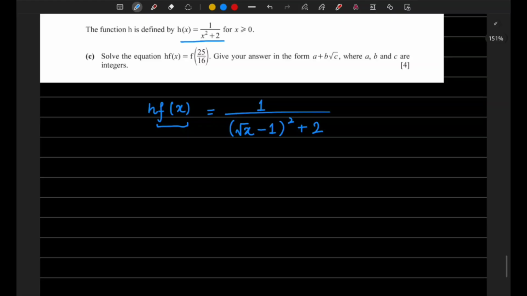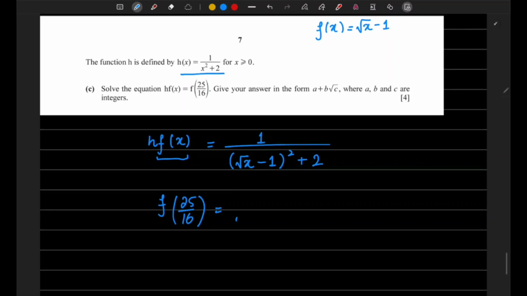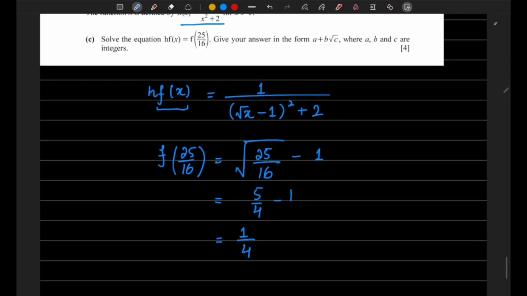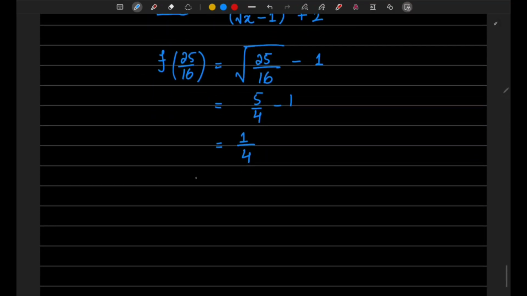This is equal to f of 25 over 16. So let's find that out. F of 25 over 16. So in place of x we need 25 over 16. So what is f of x? It is root of x minus 1. So what is root of 25 over 16? We'll get this to be 5 over 4, minus 1. It will give you 1 over 4. Now this is your required expression. H of f of x is equal to f of 25 over 16.